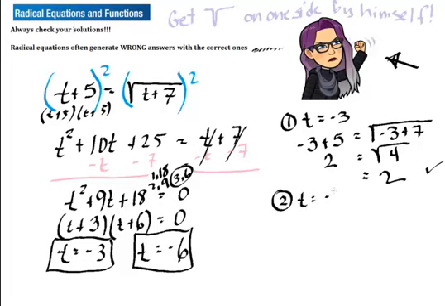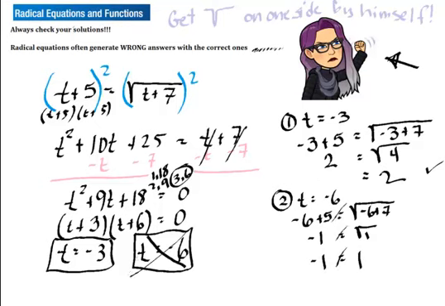t equals minus 6. Minus 6 plus 5 is negative 1. Let's see. Minus 6 plus 7 equals square root of 1. Uh-oh. That is not true. You don't work. All right.